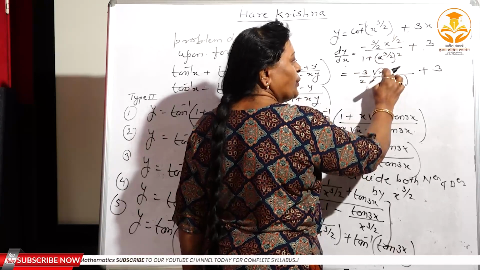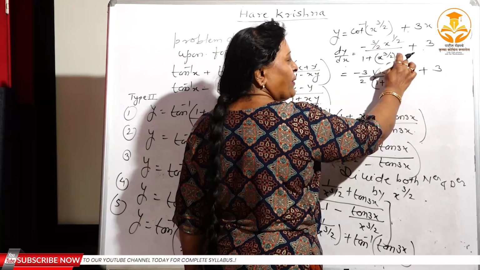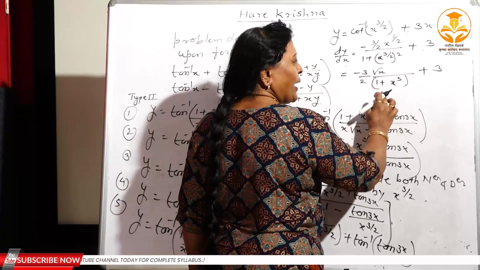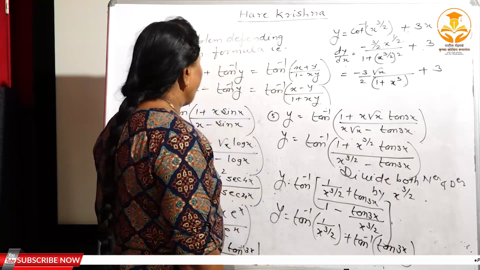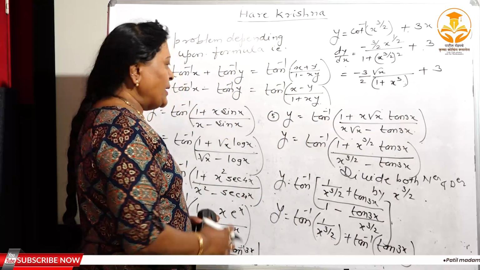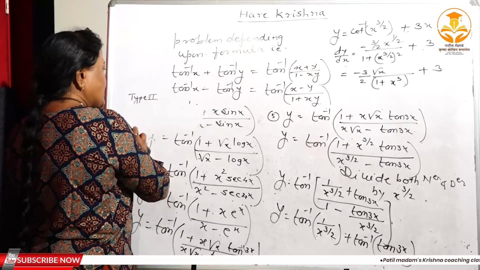X raised to 1 by 2 you can write as root x. This 2 gets cancelled because the power is multiplied to the power. 2 gets cancelled. What remains? 1 plus x cube and 3 remain as it is. So this is the second one, isn't it? The remaining 2, 3, 4 you can do yourself. That is quite easy, right?